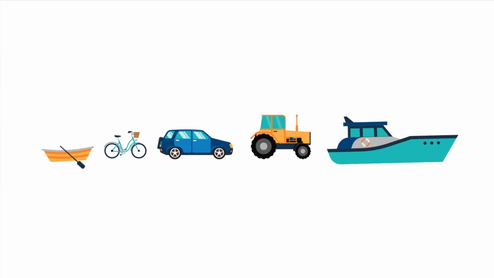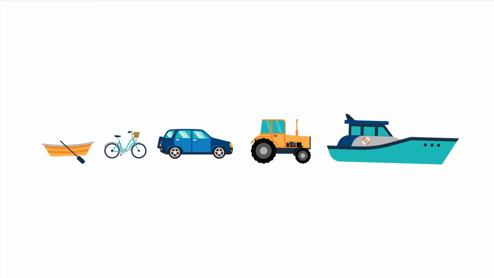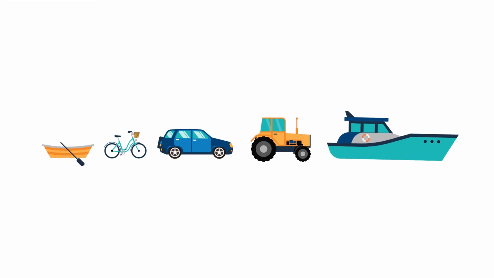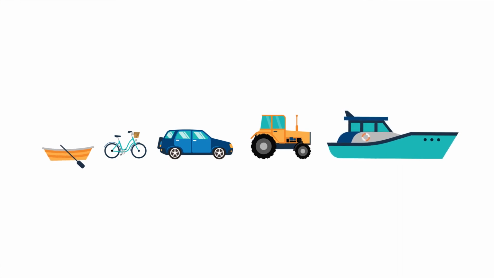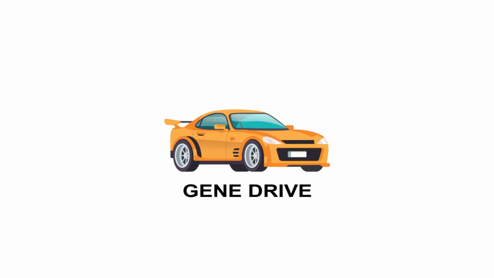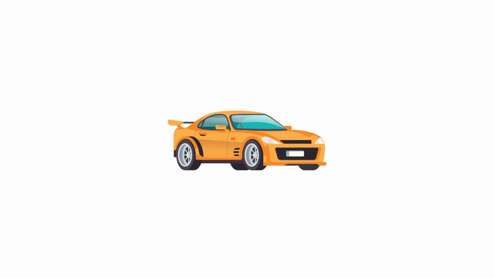If you use the analogy of a vehicle, you have a vehicle that needs to move. You can have different types of motor in that vehicle. It can be horse-powered, it can be pedal-powered, it can be battery-powered, it can be a diesel engine. The vehicle in this analogy is the gene drive, and the CRISPR here would be the motor in that vehicle. But there are different types of motors that you could put in there to make the gene drive.